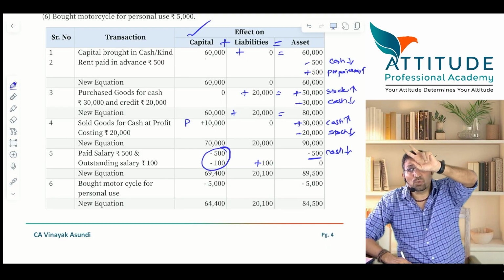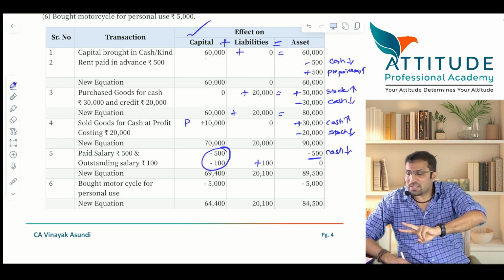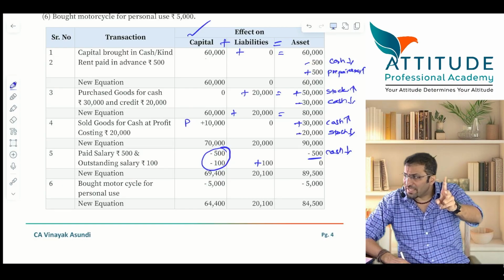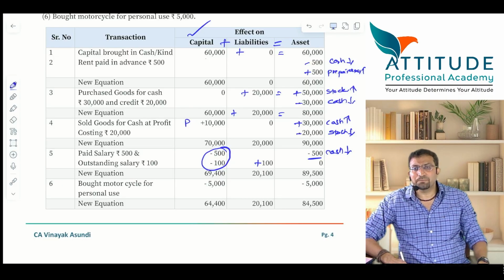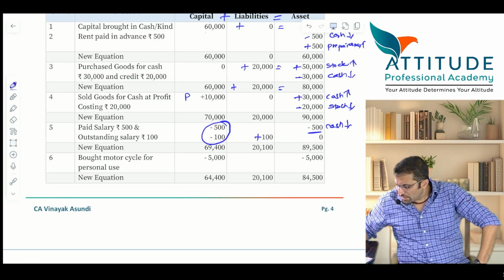I have told you 2 entries you have to pass. Correct? One is the payment entry, another is the adjustment entry. So first pass the payment entry. At the end of the year, what is passed? Adjustment entry is passed. Is that clear? So this equation again holds good.